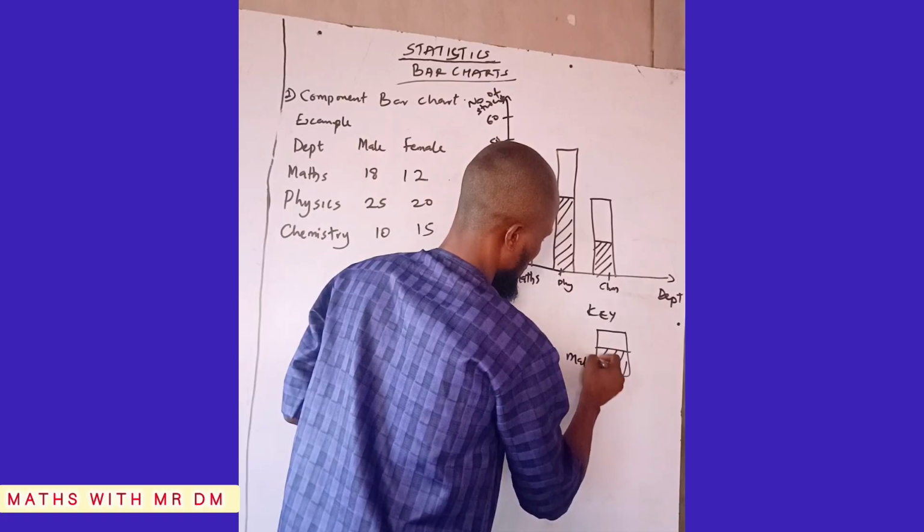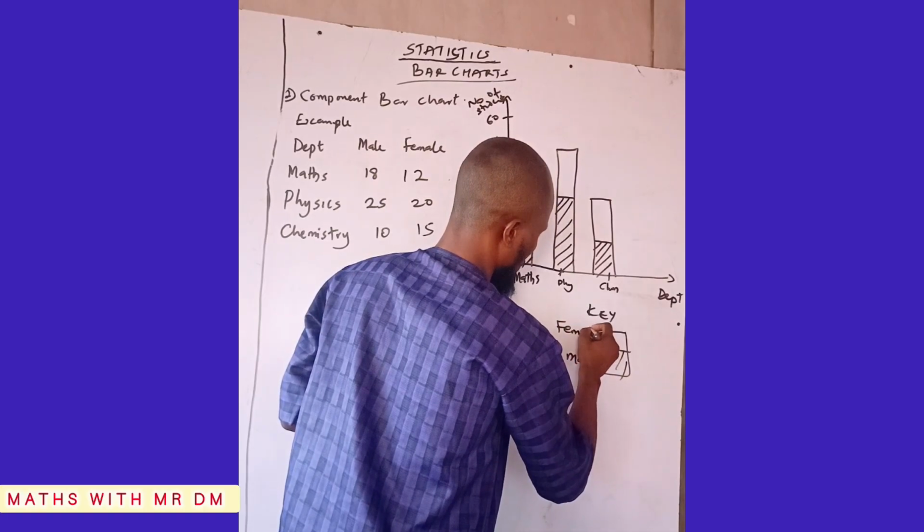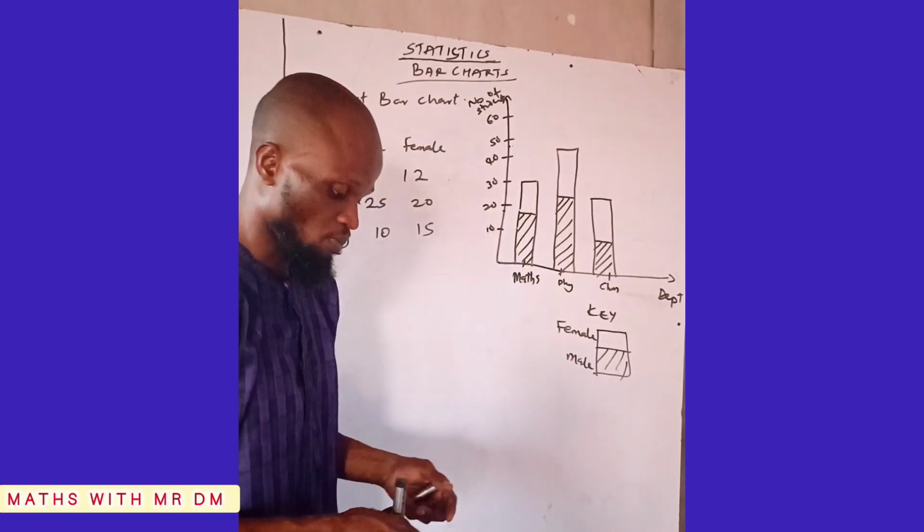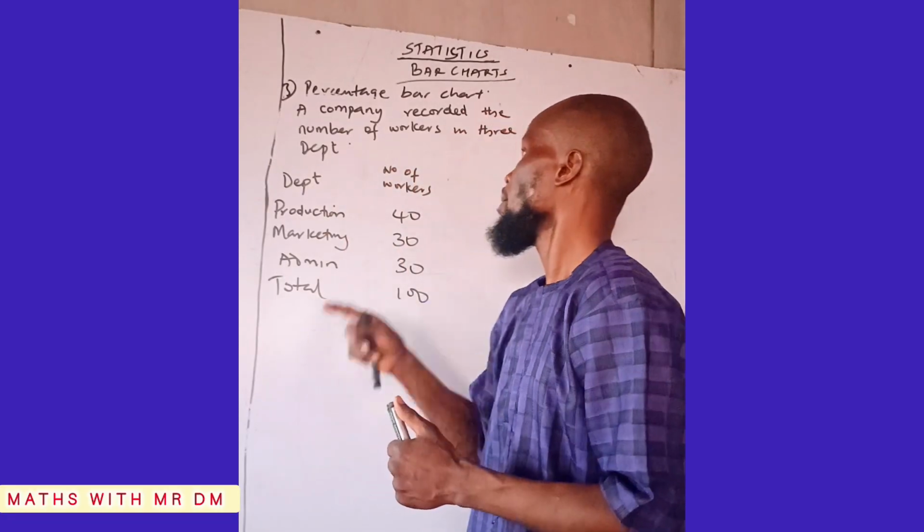This male, and the one that is not shaded is the female. And that's all about component bar charts. Very simple. This is the third type of bar chart, percentage bar chart.